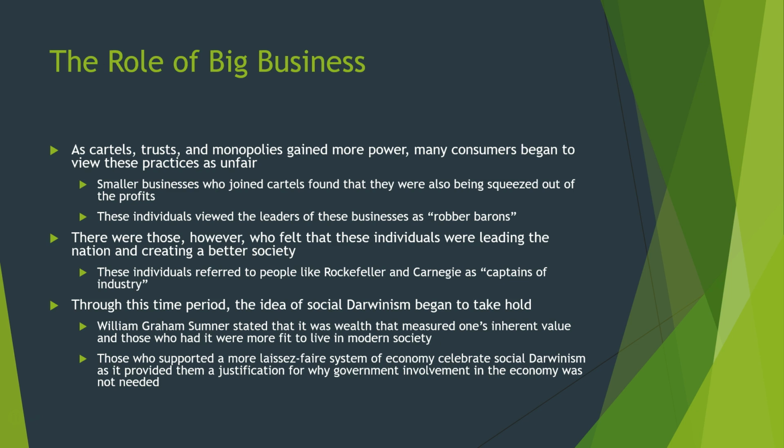So as cartels, trusts, and monopolies gained more power, many consumers began to view the practices as unfair. And like we talked about, there are major issues with pricing, there are major issues with quality of goods in the concept of monopolies, trusts, and cartels. Smaller businesses who tried to join the cartels found that they were also being squeezed out of the profits because they didn't have a big enough voice to be able to fight in those arguments. These individuals viewed the leaders of these businesses as robber barons.